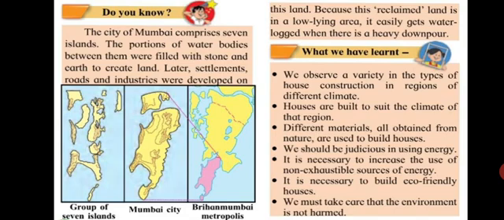It is necessary to increase the use of non-exhaustible sources of energy. It is necessary to build eco-friendly houses. We have studied the characteristics, right? We must take care that the environment is not harmed in any way. So all these points are covered in this chapter. Hope you have understood this chapter well.